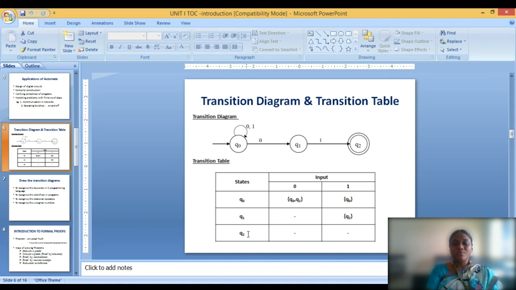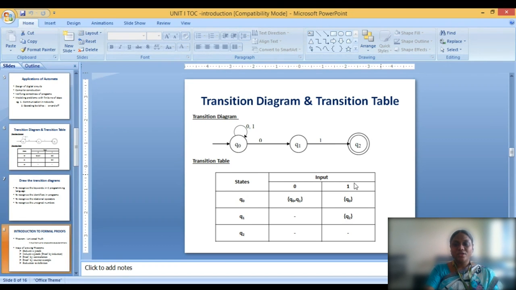This column represents states like Q0, Q1, Q2, and we have input transitions like 0 and 1. From Q0 the input 0 goes to Q0 and also to Q1. From Q0 the input 1 goes to Q0 itself. From Q1 the input 1 goes to Q2. There is no zero transition, so it is indicated as a hyphen. So this is the representation of transition diagrams and transition tables.